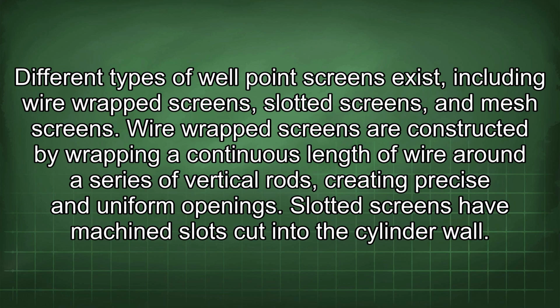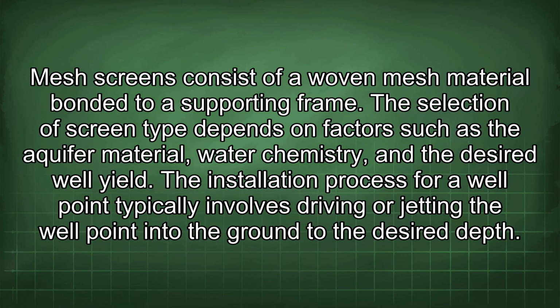Different types of well point screens exist, including wire-wrapped screens, slotted screens, and mesh screens. Wire-wrapped screens are constructed by wrapping a continuous length of wire around a series of vertical rods, creating precise and uniform openings. Slotted screens have machine slots cut into the cylinder wall. Mesh screens consist of a woven mesh material bonded to a supporting frame. The selection of screen type depends on factors such as the aquifer material, water chemistry, and the desired well yield.